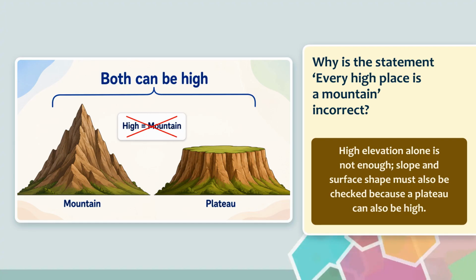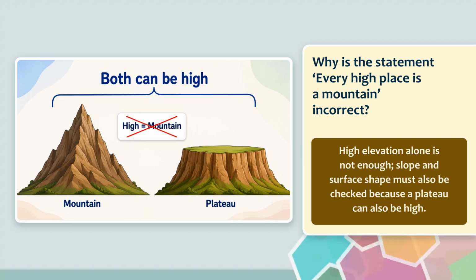Test the crossed-out shortcut. Why is the statement, "every high place is a mountain," incorrect? The two profiles show why it fails. High elevation alone is not enough. Slope and surface shape must also be checked because a plateau can also be high. The shared height clue cannot separate the two examples by itself.